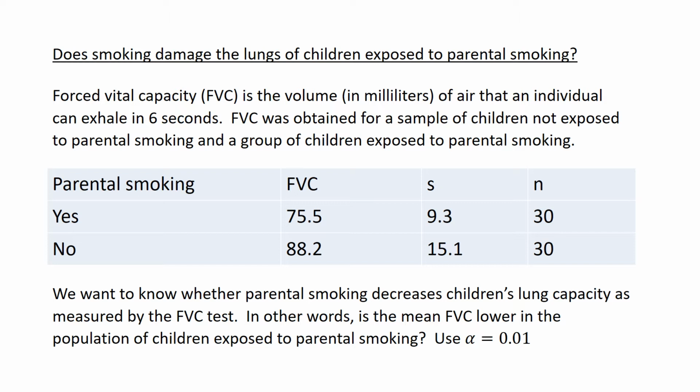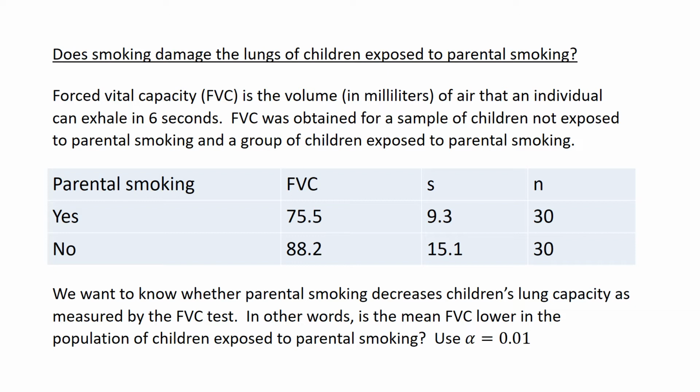In our table, we have parental smoking, yes or no, and then the forced vital capacity in milliliters for the yes group and the no group, and S. Now that letter S tells us that we have a sample standard deviation. S equals sample standard deviation. So we have a sample standard deviation for the forced vital capacity for children exposed to parental smoking and not exposed to parental smoking. And we have N, the sample size for each of those two groups as well.